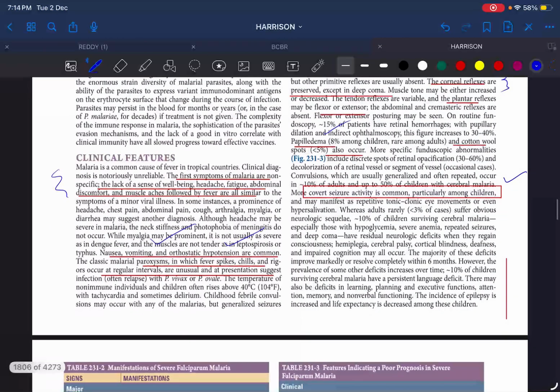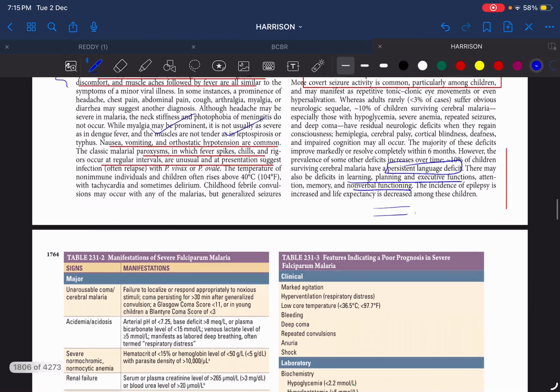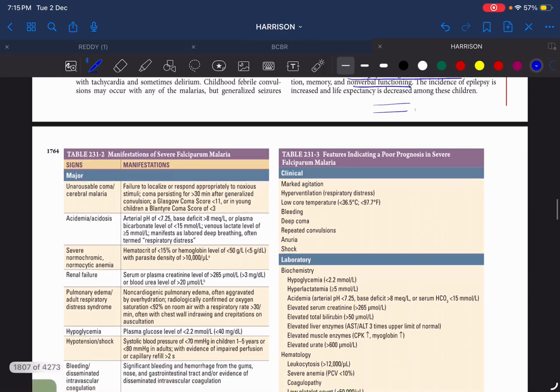And remember, when it comes to children, there are certain prognostic factors that actually decide within how much time the patient will be recovering. And remember, in children who survive cerebral malaria, there will be persistent language deficit. There will be deficit in learning, planning, and executive functions, as well as memory and non-verbal functioning. Very, very important. There is increased chance of epilepsy post recovery.